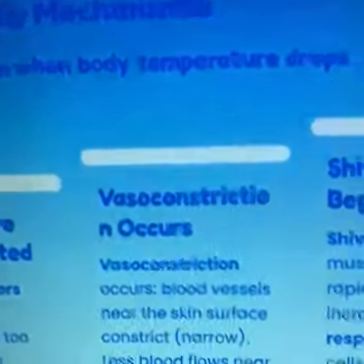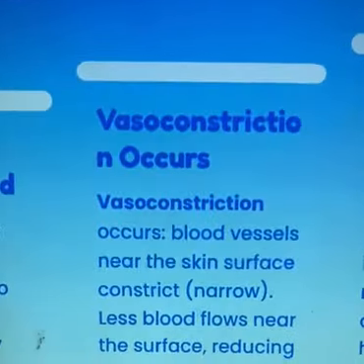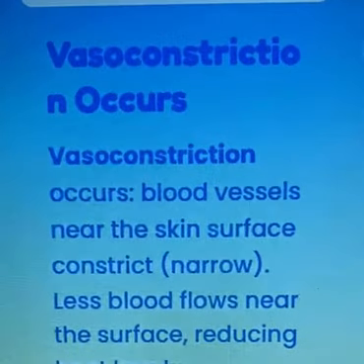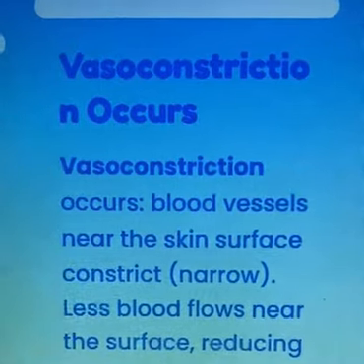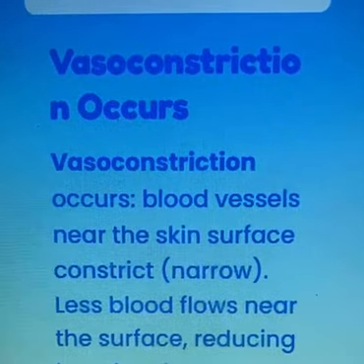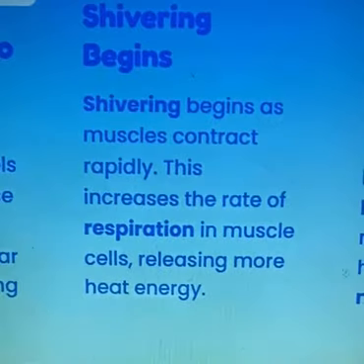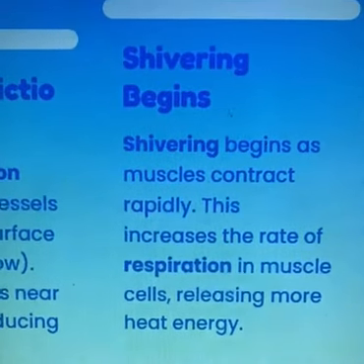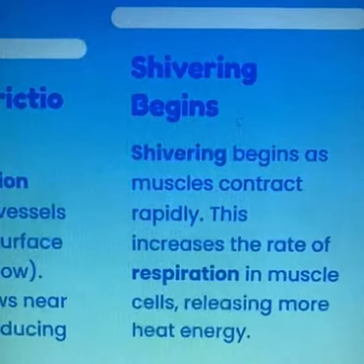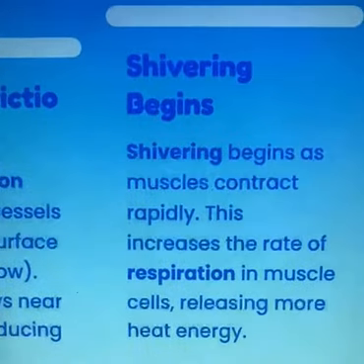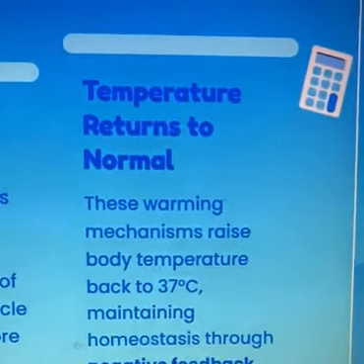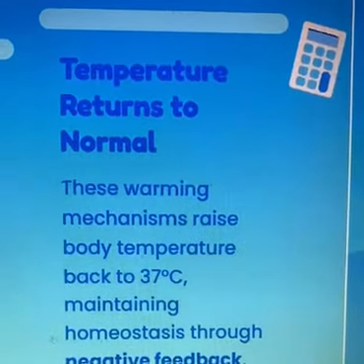Now vasoconstriction. In the previous one we saw vasodilation, so dilates. Now here there will be vasoconstriction. Blood vessels near the skin surface constrict. Less blood flows near the surface, reducing heat loss by radiation. What is going to happen? Shivering will start. Shivering begins as muscles contract rapidly. This increases the rate of respiration in muscle cells, releasing more and more heat.